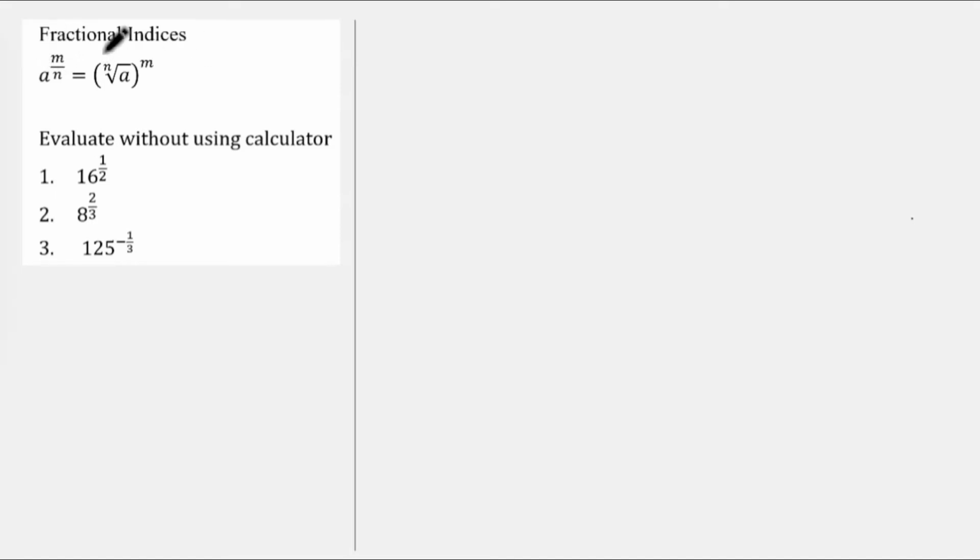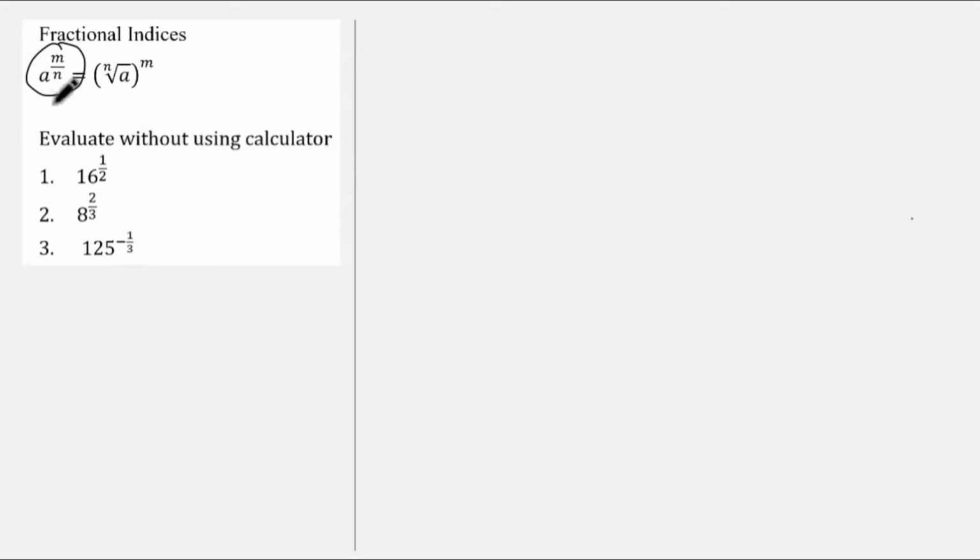Fractional indices, by name, it's clear that you will get a fraction in the index or in the power like this. So, in the power, you will get a fraction. These sorts of questions are very important as far as IGCSE or GCSE exams are concerned. Whenever we get these sorts of questions, I have given three of them, we are asked to evaluate them without a calculator.